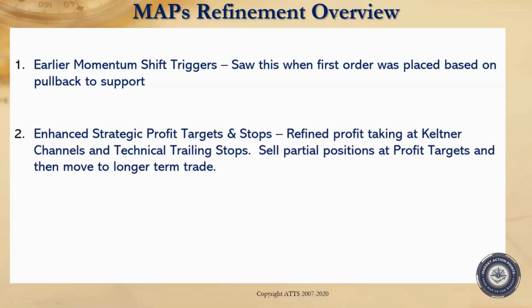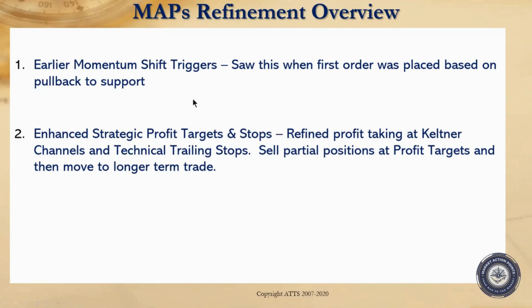We refined and now provide enhanced strategic profit targets and stops. The refined profit taking at Keltner channels and technical trailing stops, which is what triggered last Friday, a technical trailing stop, and also to be able to sell partial positions at specific profit targets, and then move to a longer-term trade. That's something that we did not have in place previously. I think that's going to be a real big plus for us.